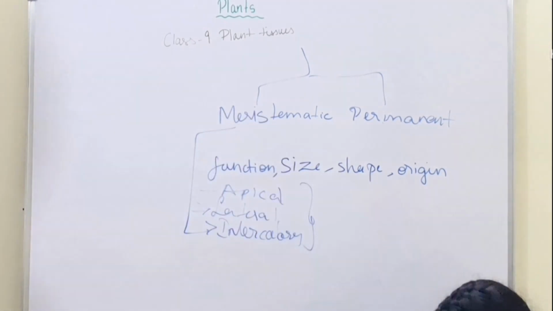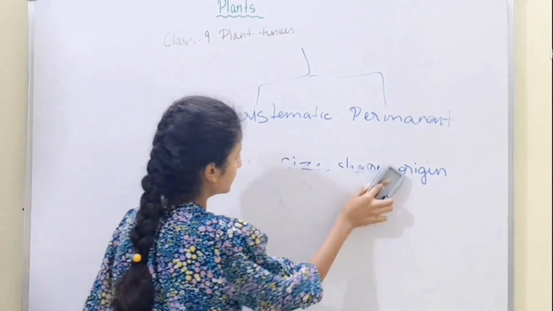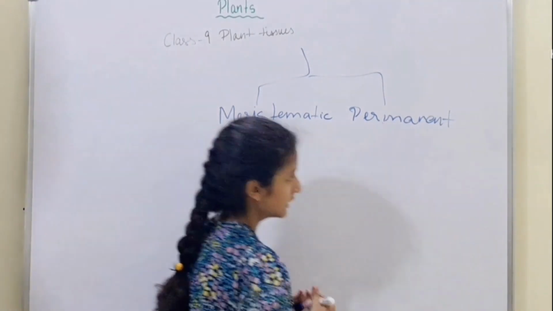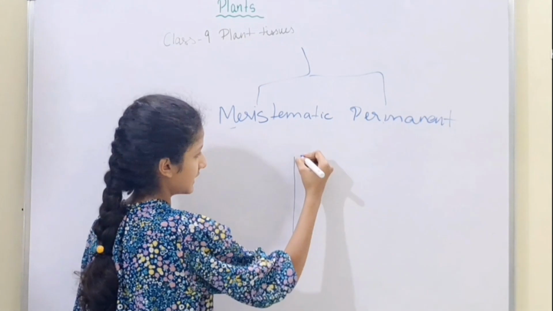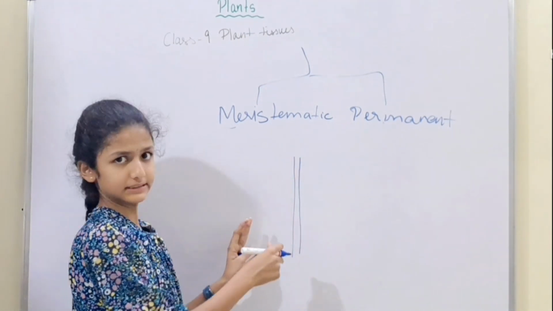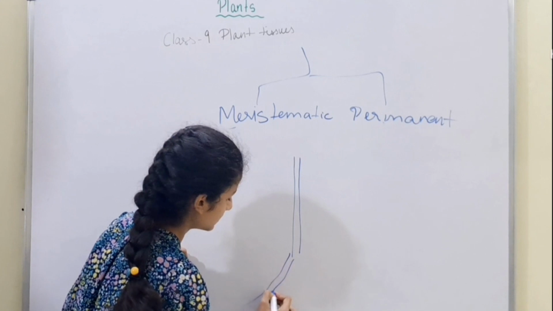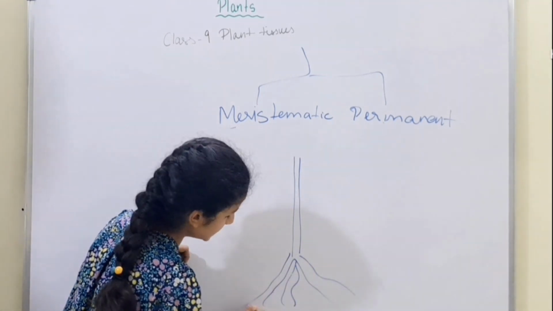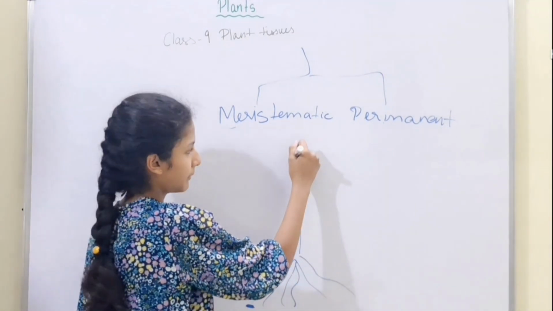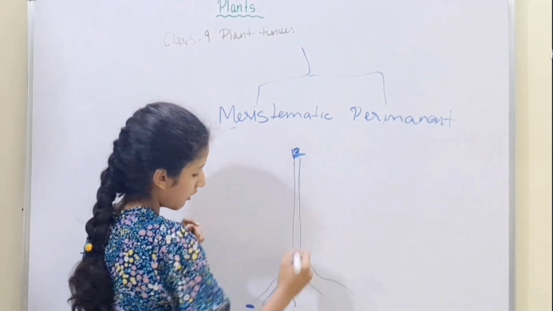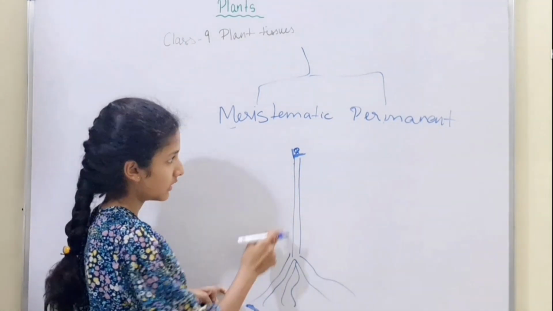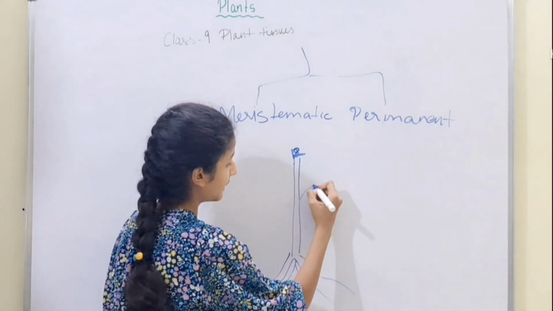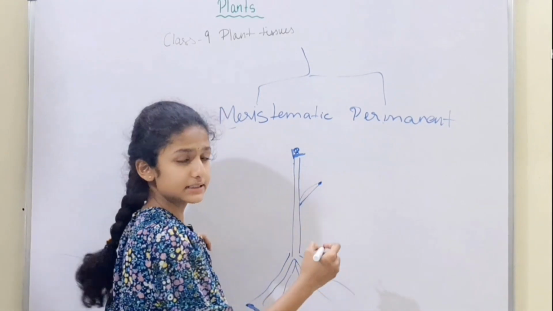Let us draw a rough diagram of a plant, and then we will check into this meristematic tissue. Suppose this is a plant diagram. This is a stem. This will be the roots. If it is present at the tip of the stem, at the top or at the bottom of the root, on the tips of the stem, roots, and branches, that is apical meristem.